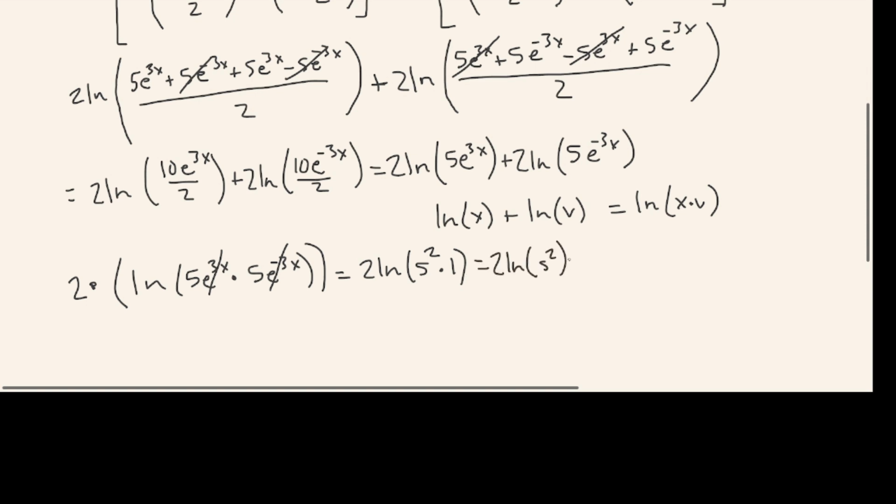And then remember also, using the properties of logarithms, we can bring the exponent out. And so that will equal 4 times the natural log of 5. That is the final solution.